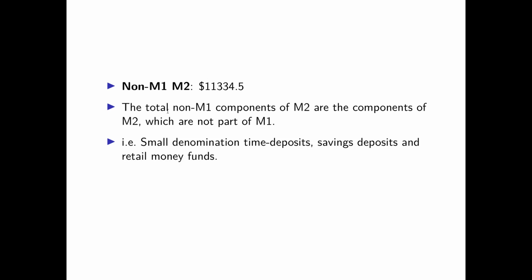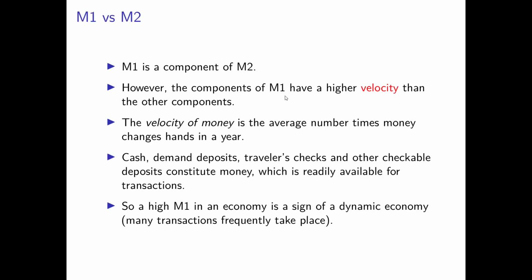Okay, so again, this is the total non-M1 components of M2, and these are the components which are not part of M1. Okay, small denomination time deposits, saving deposits, and retail money fund. So why do we have two different values or two different measures of money supply? Why does the Fed use M1, and why does the Fed also use M2? Why that distinction? Well, it's for a very good reason.